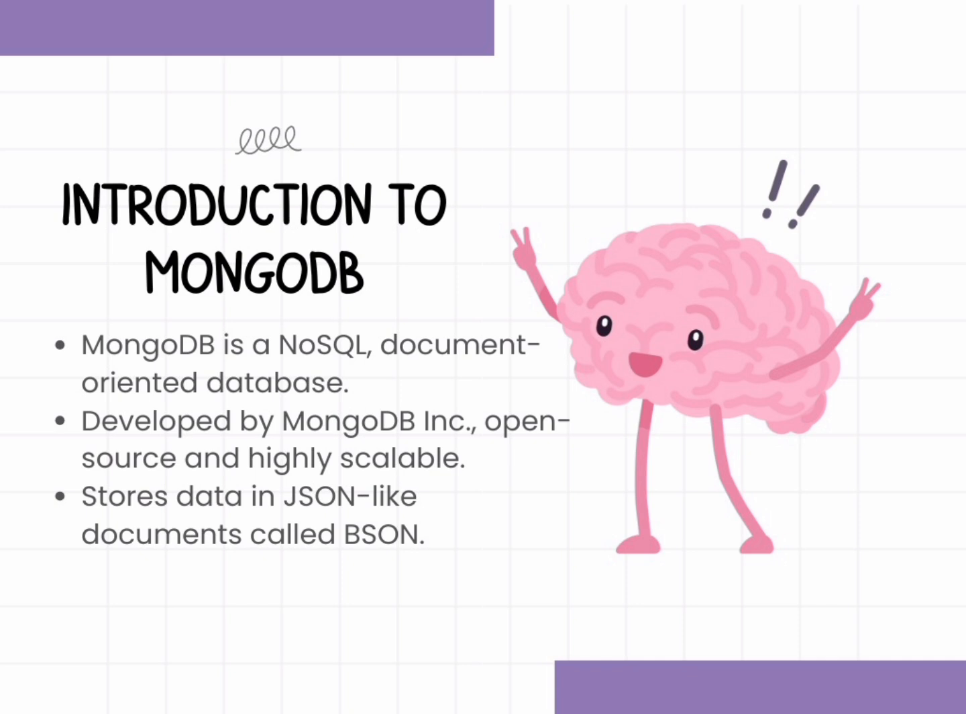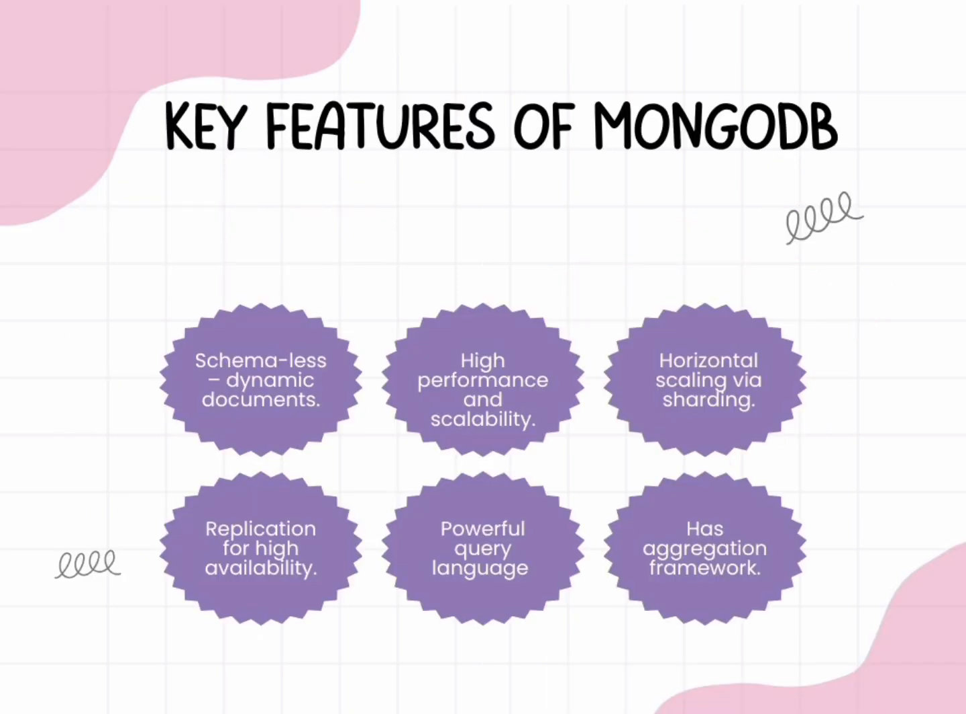It's open source, cross-platform, and built for scalability and high performance. Instead of tables, it stores data in JSON documents, which allows a flexible schema. Internally, MongoDB uses BSON, that is binary JSON, a format that supports additional data types like object ID, date, and binary data. MongoDB stands out because of its amazing features that are schema-less design, that is, we can store data without defining a fixed schema in advance.